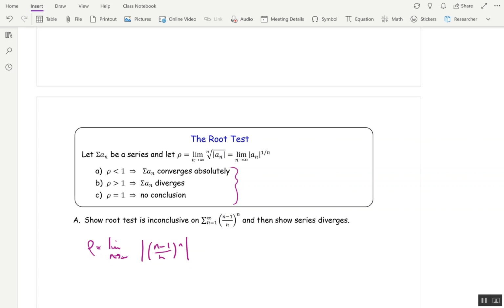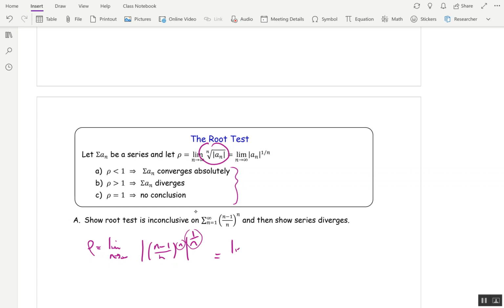And I'm going to raise that. I'm going to take the nth root of that. And instead of using radicals, which I find a little bit clunky, I'm going to use a fractional exponent. Now, the stuff inside the absolute value is positive. Remember, n is starting at 1, so I can just remove the absolute value and simplify the exponents. When I have an exponent to an exponent, I multiply the exponents.